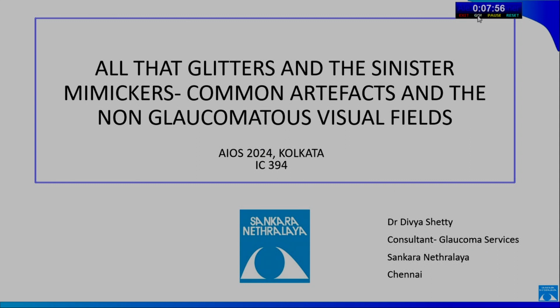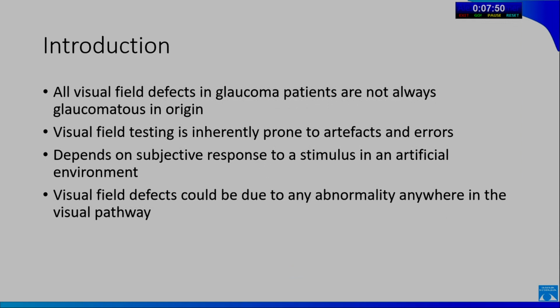And non-visual glaucomatous fields. All visual field defects in glaucoma patients are not always glaucomatous in origin. Visual field testing is inherently prone to artifacts and errors. It depends on the subjective response to a stimulus in an artificial environment. Visual field defects could be due to any abnormality anywhere in the visual field.